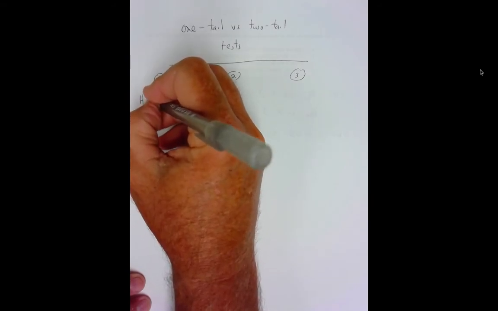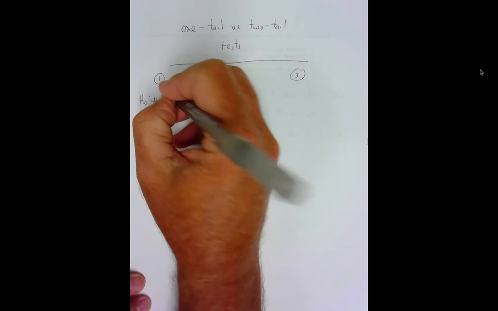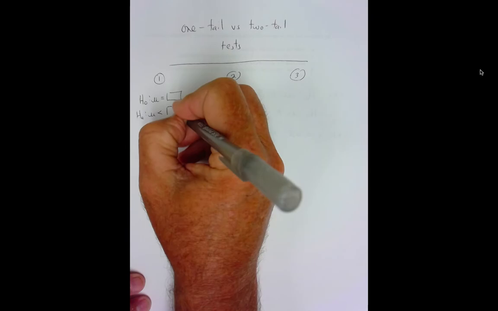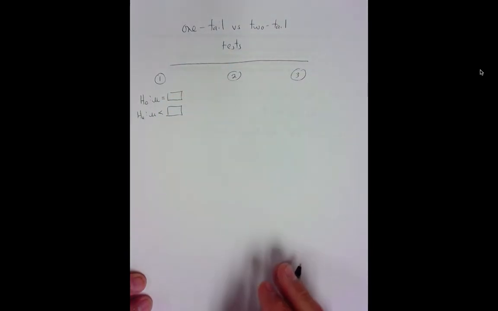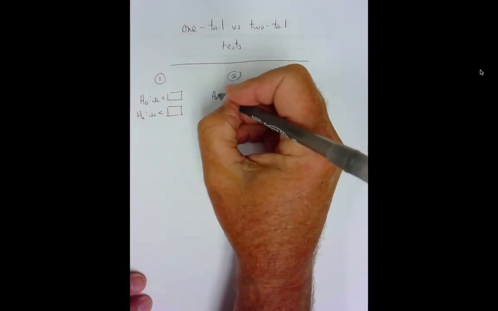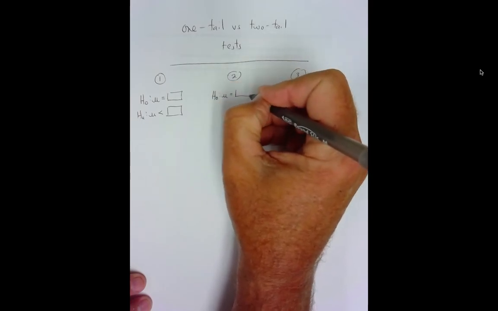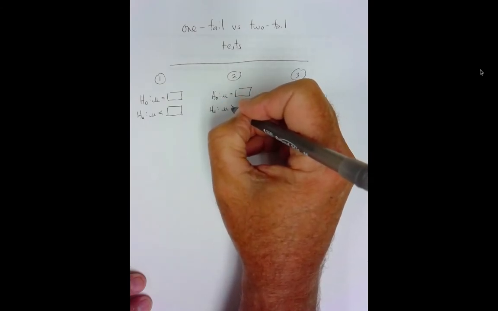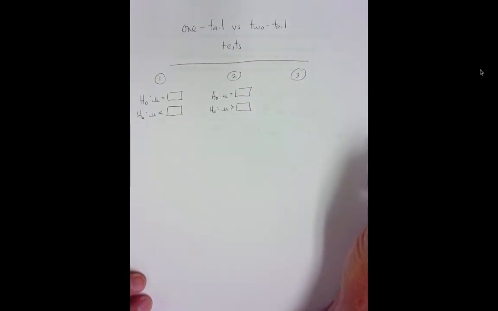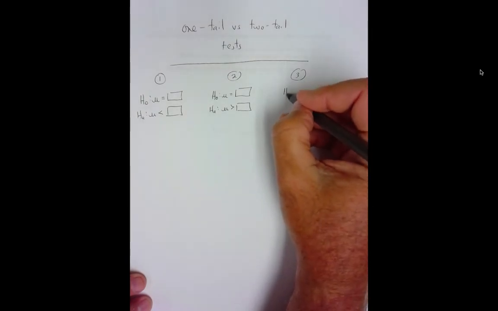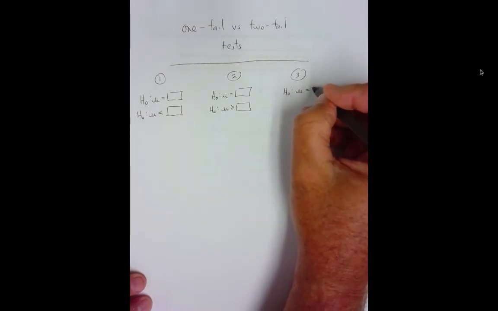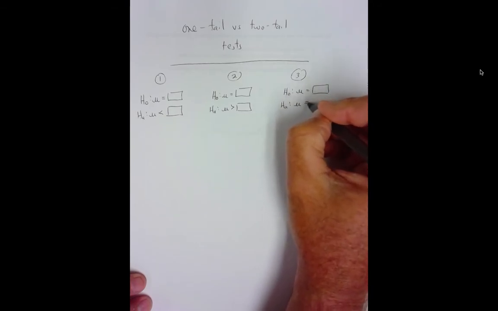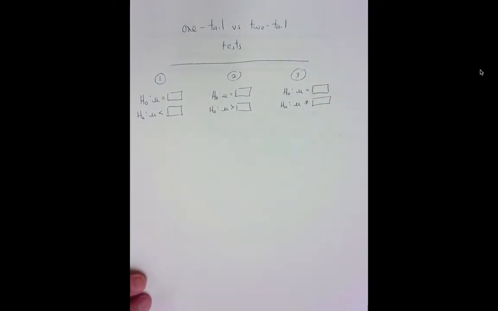H sub O: mu is equal to some value. H sub A: mu is less than that value. Well, that's one. Another form, H sub O: mu is equal to some value. H sub A: mu is greater than that value. And the third form I have is H sub O: mu is equal to some value, and H sub A: mu is not equal to that value.